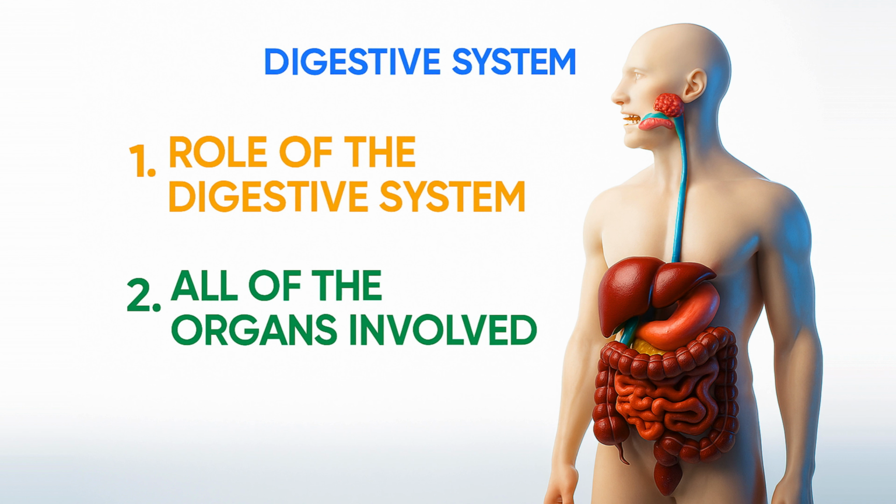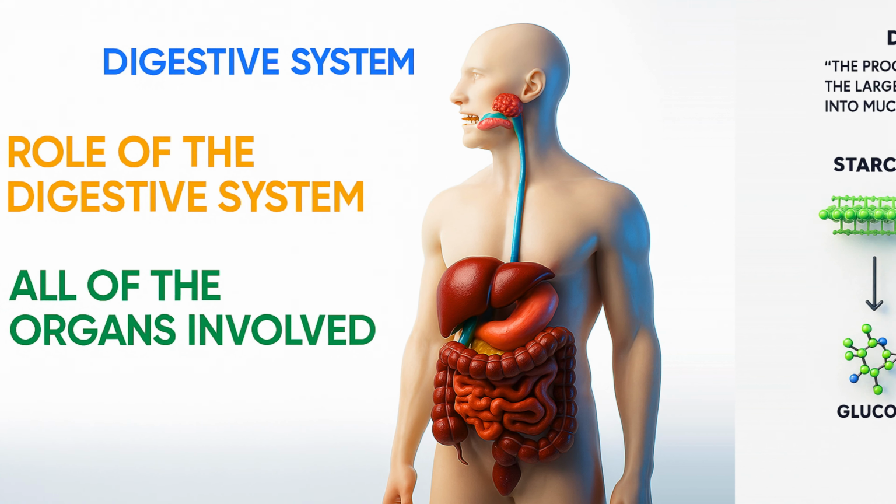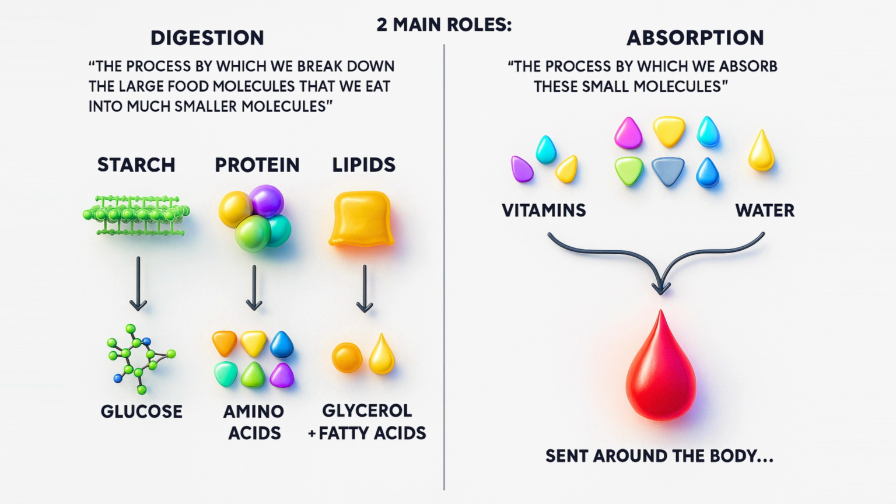In this detailed explanation, we are learning about the human digestive system, including its purpose, the journey that food takes through it, and the roles played by each of the organs involved. The digestive system has two main functions, which are digestion and absorption.